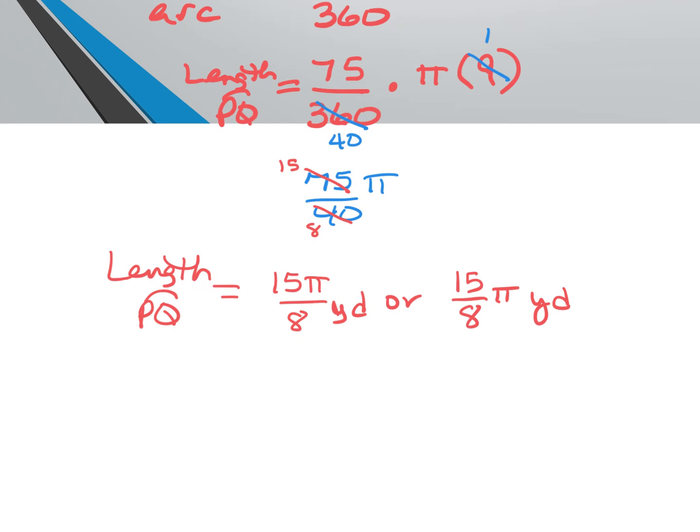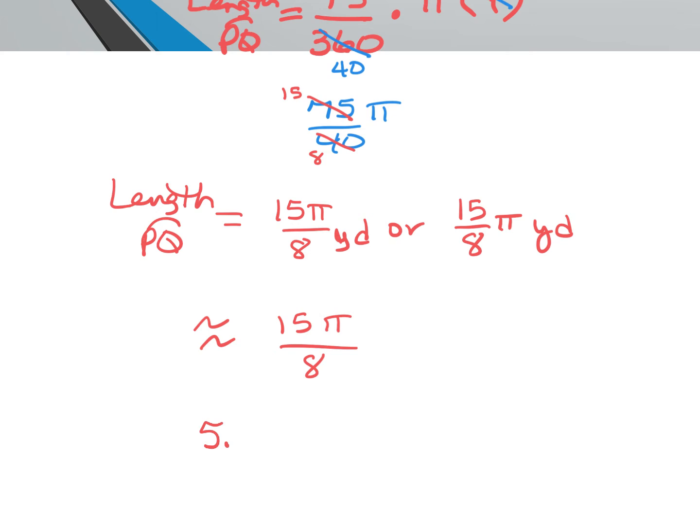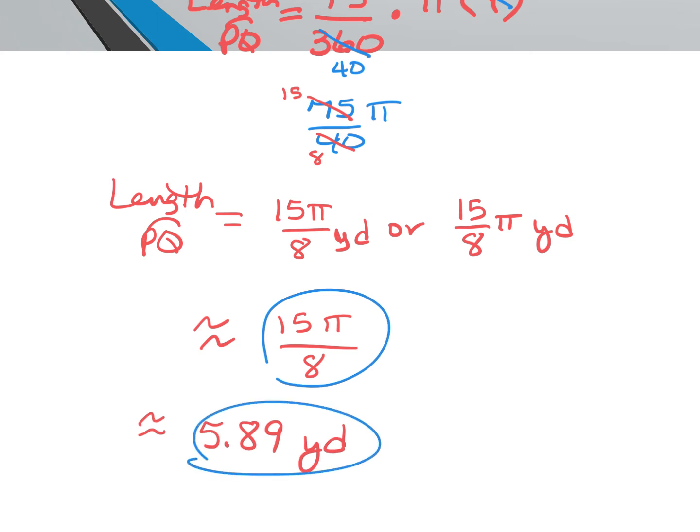If it said to estimate the length or round to the tenths place, then we would do 15 times pi and then divide it by 8. So let's try that. We would get 5 point, and if we round to the hundredths place, 5.89 yards. So again, this is where you're going to need to read, and if it says to leave in terms of pi, you give me this as the answer as a simplified fraction. I don't want a decimal. If it says using your calculator, then you would give me this.